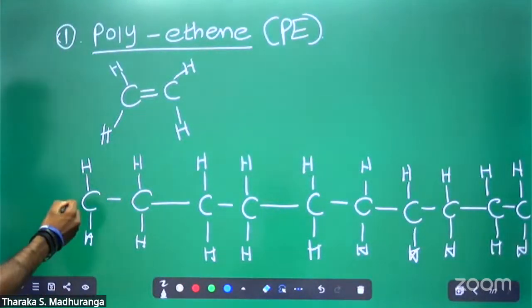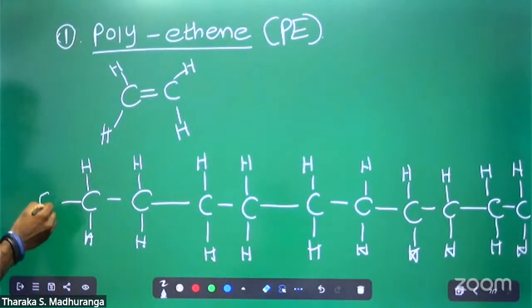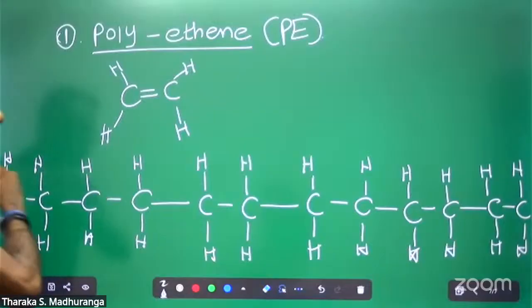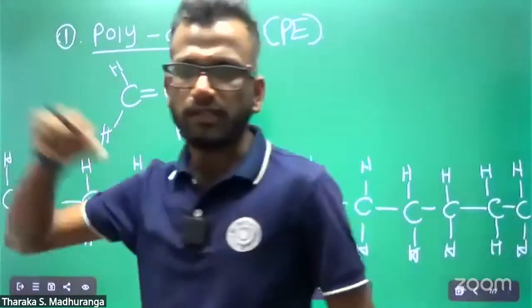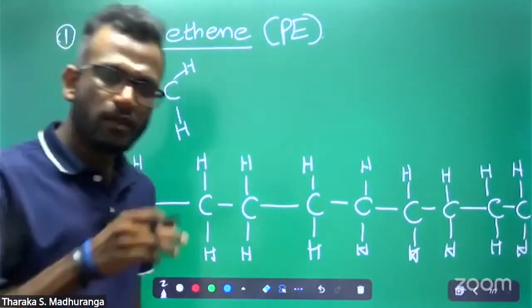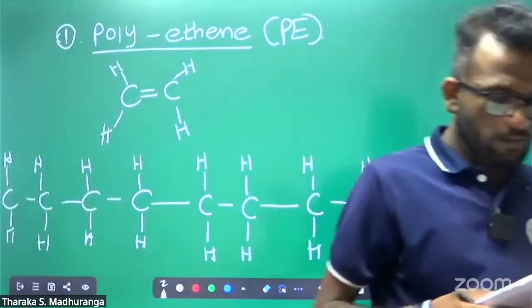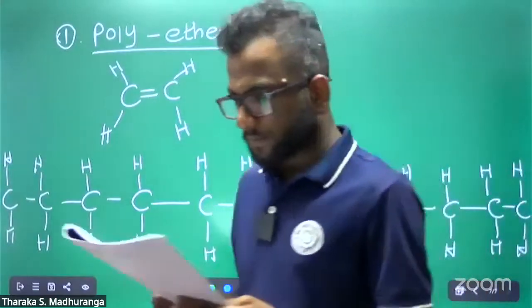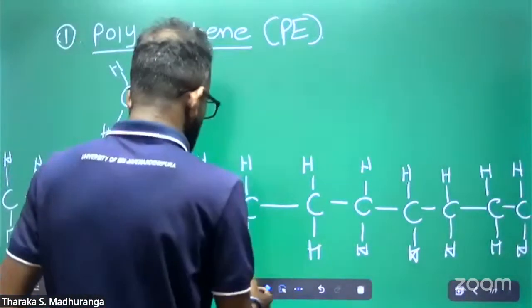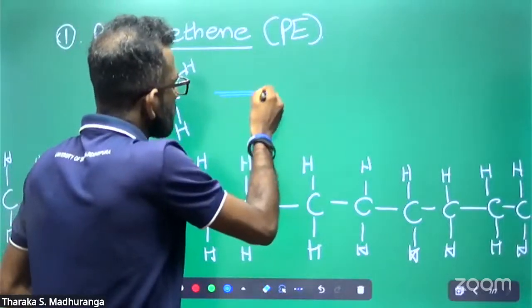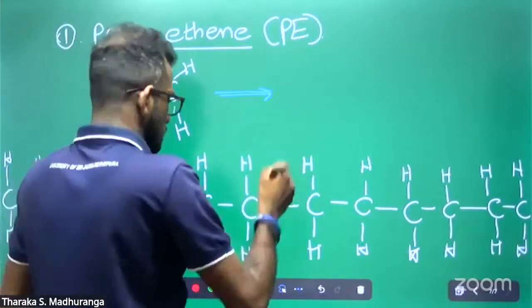In this part also, again and again, carbon is connected with hydrogen. All are saturated. Okay, this is the structure of polyethylene. Ethene, ethene, ethene, ethene combined. Then simply we can say the polymerization of polyethylene can be drawn in this way.